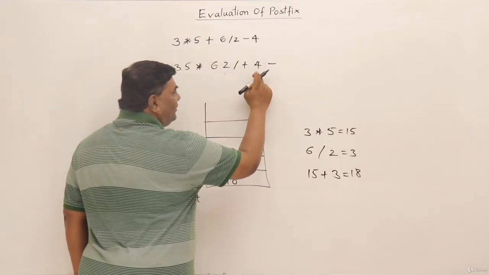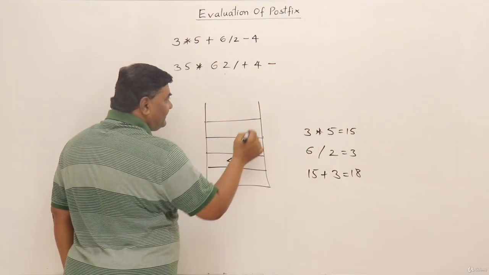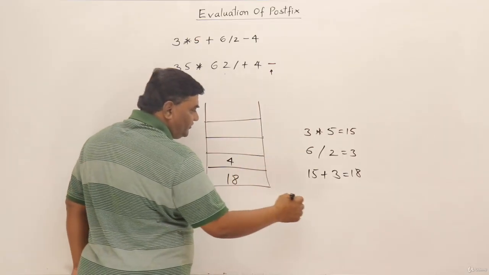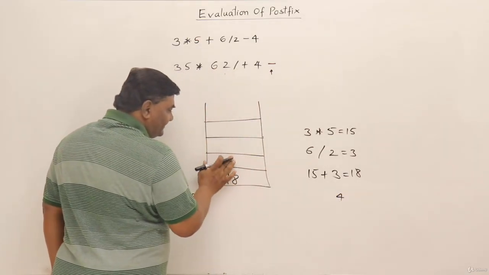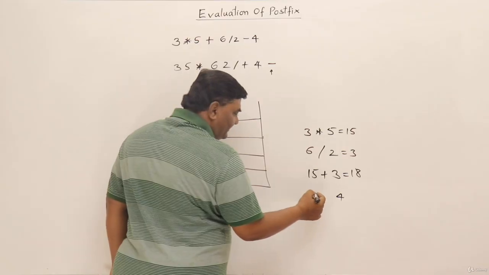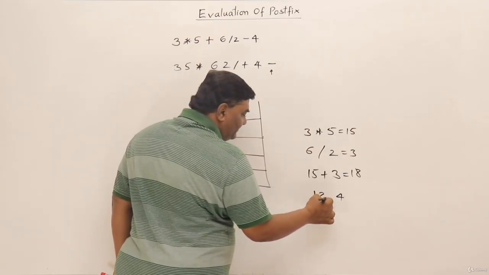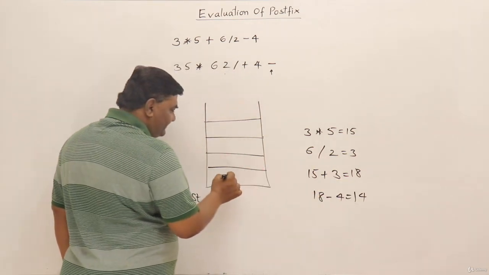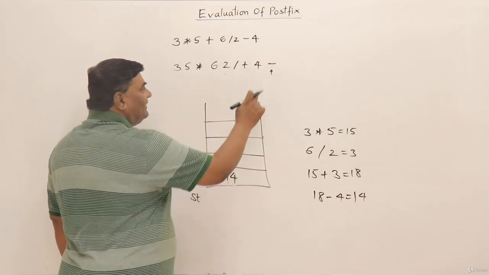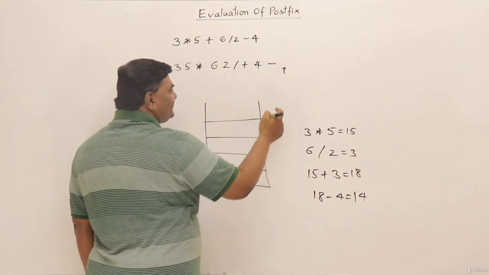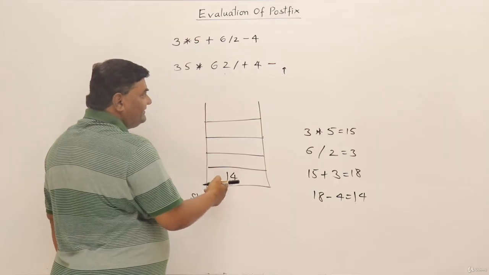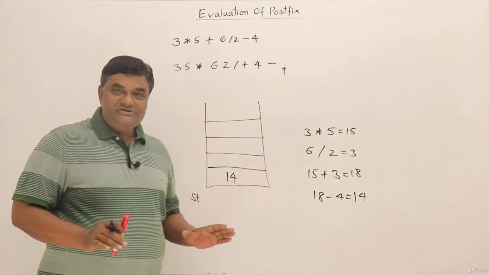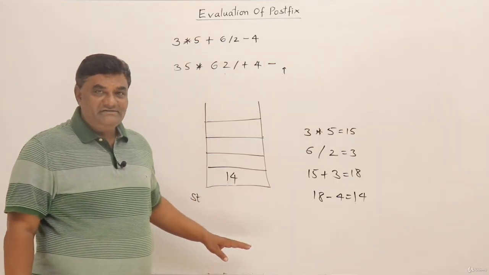Now the next symbol is an operand, so push it into the stack, and the next symbol is an operator, so pop out 2 symbols once again. 4 is popped out, then pop out 18, then the operation is minus. Perform minus. Result is 14, push that result 14 into the stack. End of expression, and the result of the expression is in the stack. So at the end of expression, we got the result of our expression inside the stack.